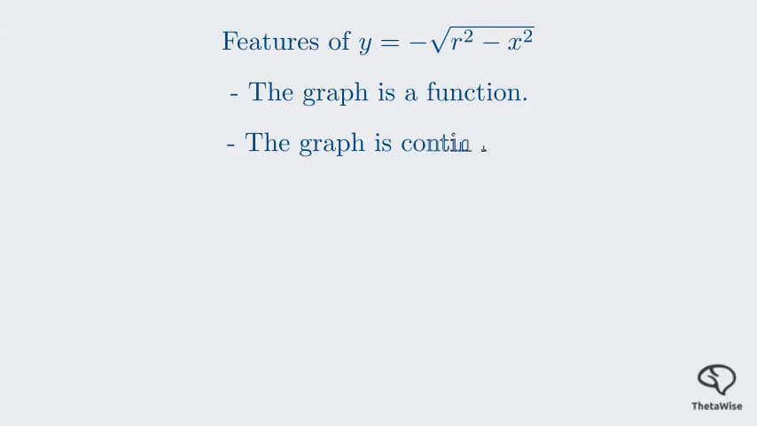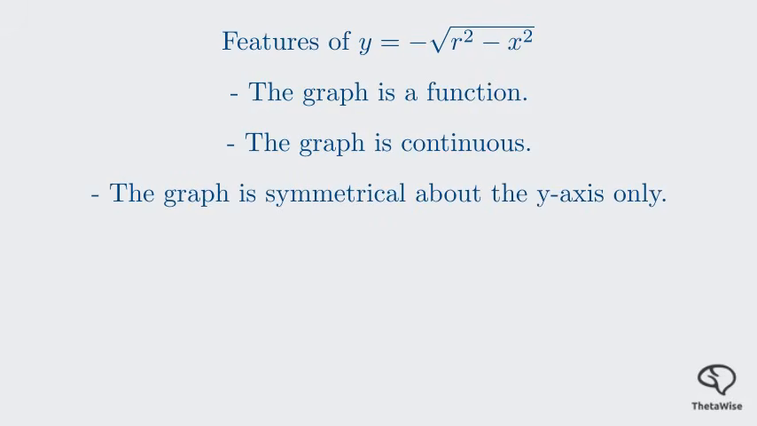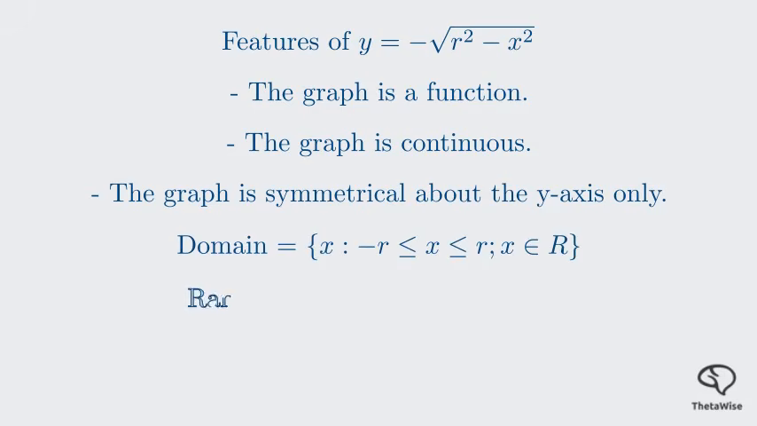Let's quickly review the features of this lower semicircle. It is also a relation, continuous and symmetrical about the y-axis, just like its upward-facing counterpart. The domain is the same, from negative r to positive r. But now, the range has changed. Since y is always negative or 0, the range is from negative r to 0 inclusive. Finally, this graph is also a function because it passes the vertical line test. Again, for every x value in the domain, there is only one corresponding y value.